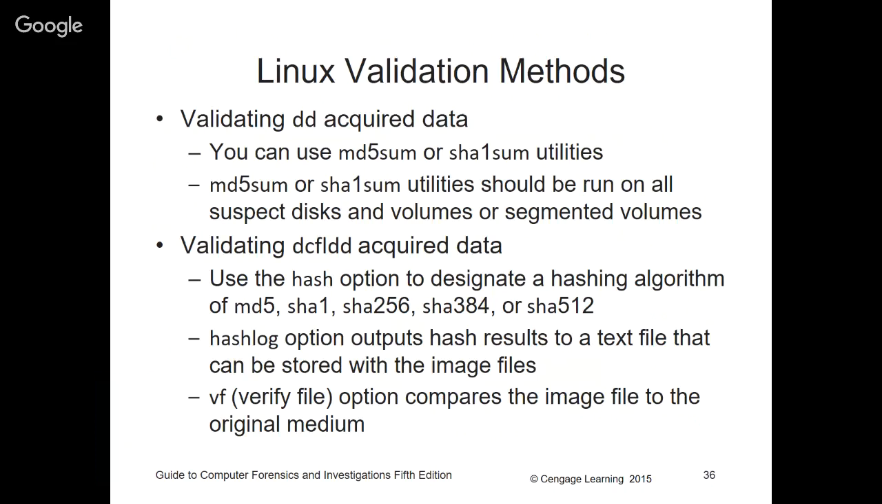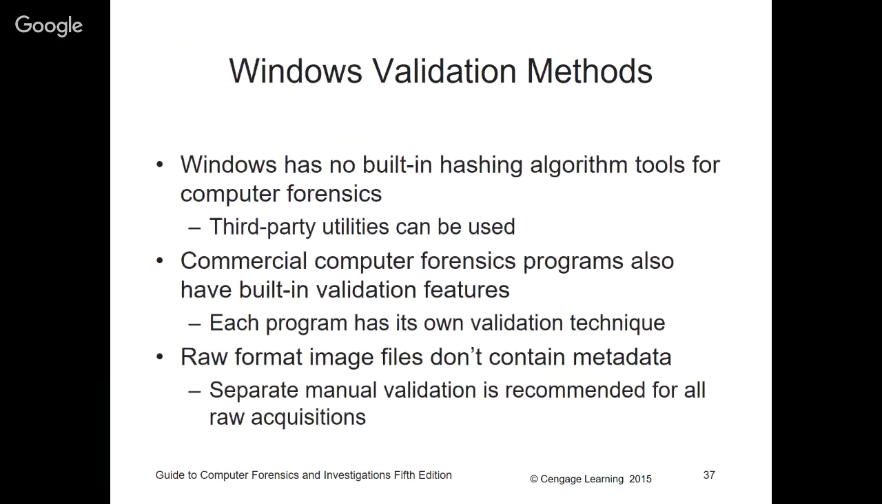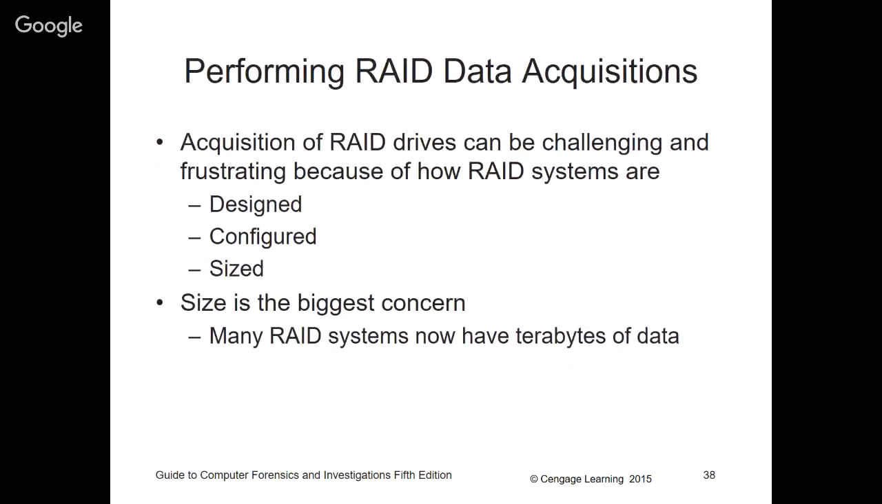Hash logs output those results, and then you verify that against the original. Windows has no built-in hashing algorithm tools, so third-party utilities must be used. Commercial forensics programs also have no built-in validation tools. Each program has its own validation technique, and you can see all of the different SHA values or the validation techniques being used as you go through it, if you choose to look at those. I believe I do have a lab in here that will let you look at that. Separate manual validation is required for all raw acquisitions.